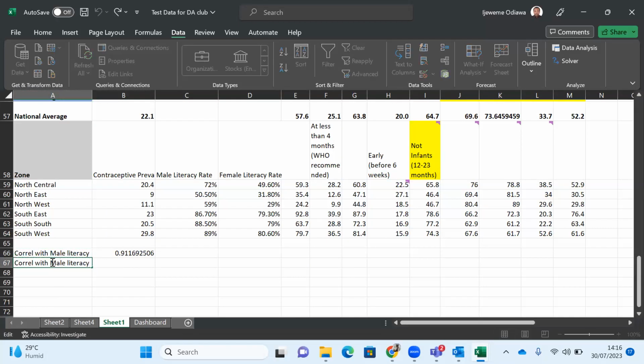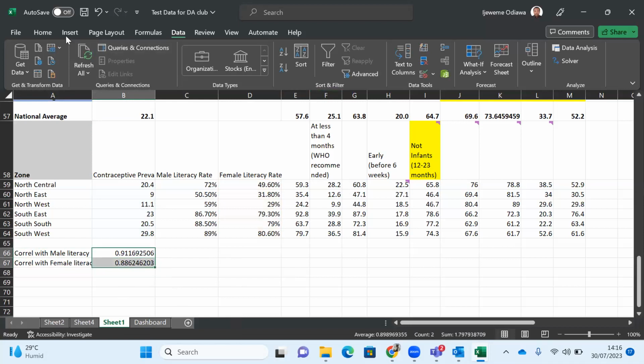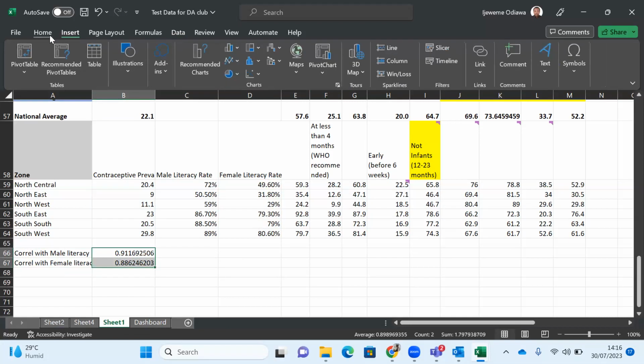But let's see female literacy. Let's see if there's any correlation between female literacy and contraceptive use. So equal to CORREL, right? First data set, this second data set is female. 88%, right? So what does this mean? What does this relationship mean?